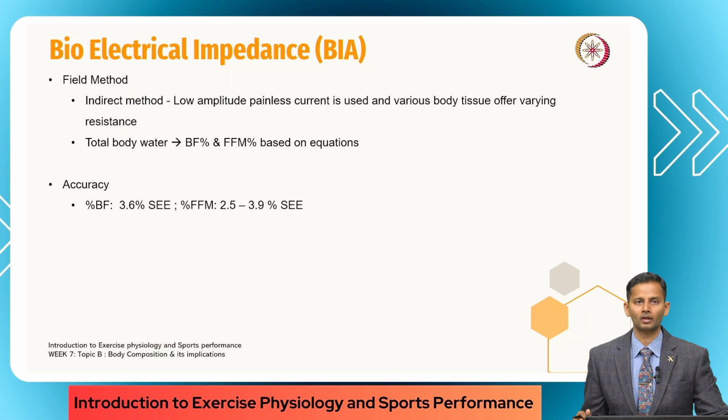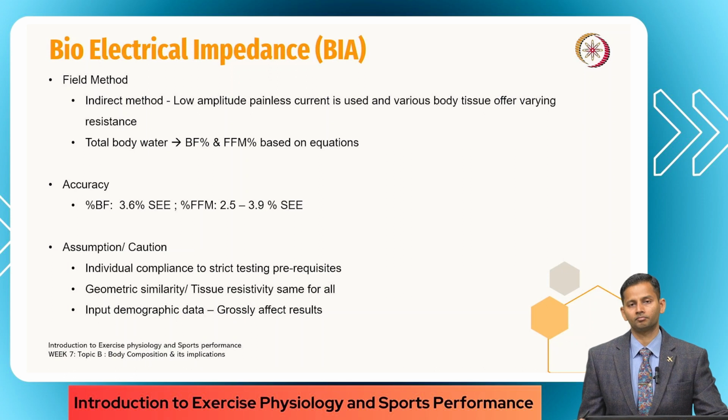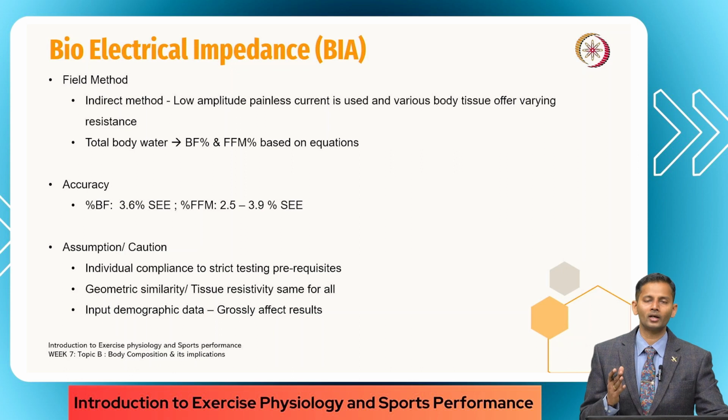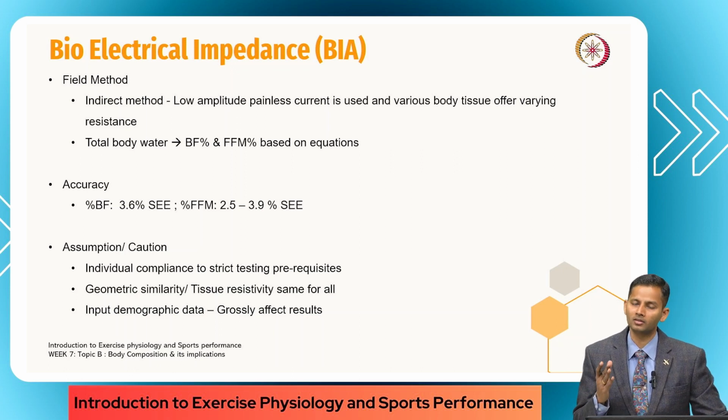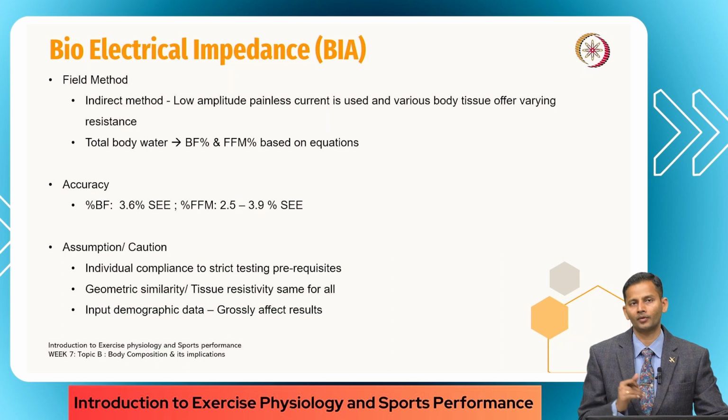The variation is more, the error estimation is more. For body fat it is 3.6%, for fat free mass it is about 2.5 to 3%, 3.9% in fact. So the caution is that it has a lot of assumptions, that the individual is compliant to the prerequisites. A lot of strict prerequisites are required, and you assume that the individual has strictly adhered to whatever instructions you have given.